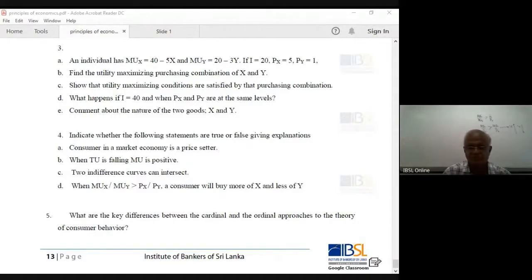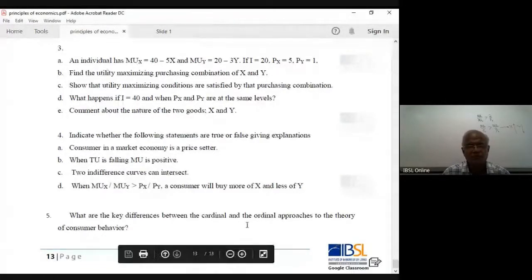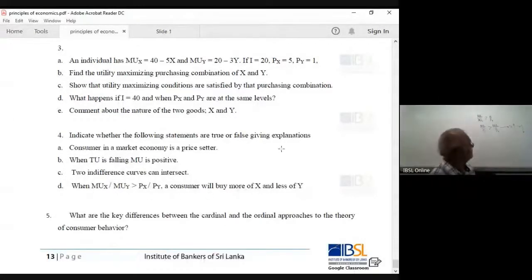Now let me see what the statement says. If MUx or MUy greater than Px or Py, consumer will buy more of X and less of Y. Yes, correct. More X, less Y. Statement is correct. First statement is wrong. Second one wrong. Third one wrong. Fourth one is correct.